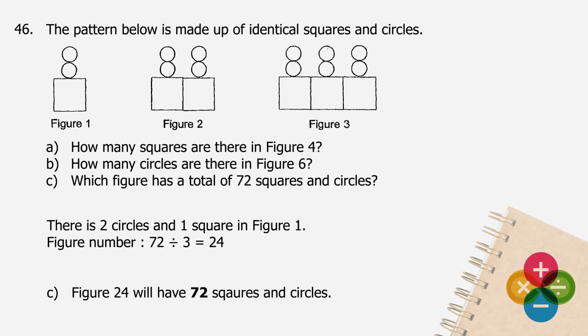There are 2 circles and 1 square in Figure 1. The figure number that will have 72 circles and squares will be, divide 72 by 3, and the quotient is 24. C. Figure 24 will have 72 squares and circles.